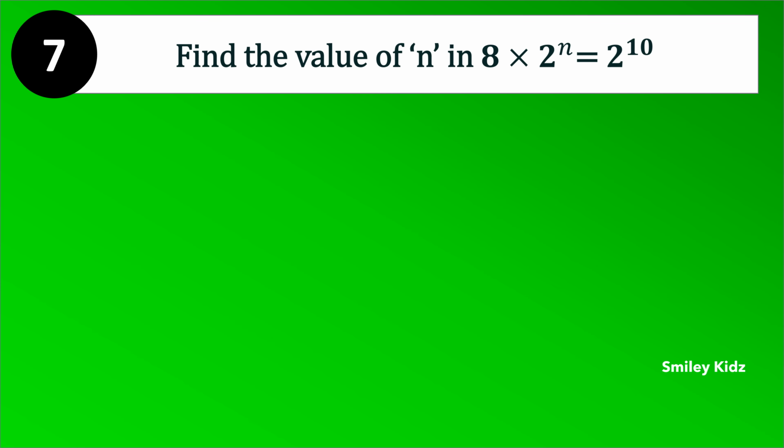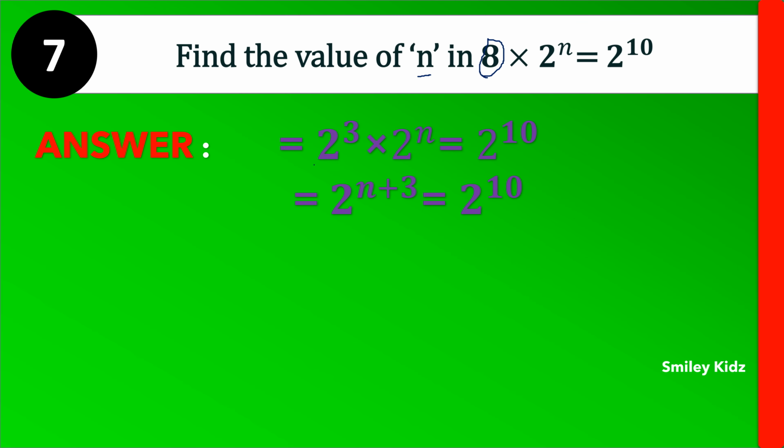Moving to question number 7. Find the value of n in 8 into 2 to the power n is equal to 2 to the power 10. Your time starts now. Your time is up. Now let us see the solution. 8 here can be written as 2 to the power 3 into 2 to the power n is equal to 2 to the power 10.